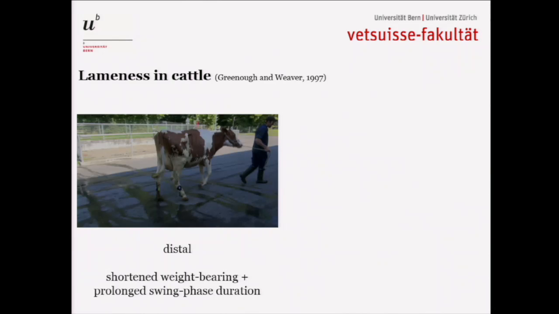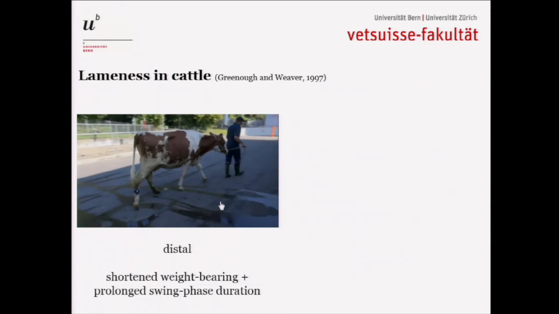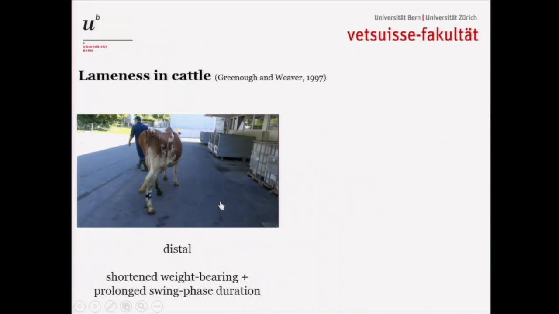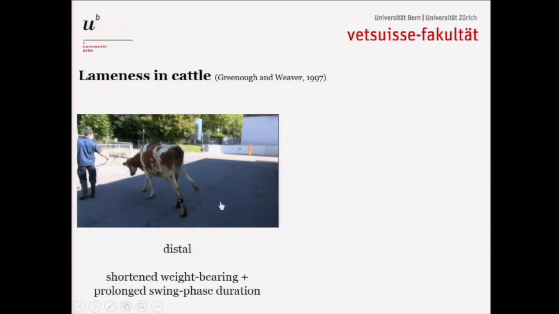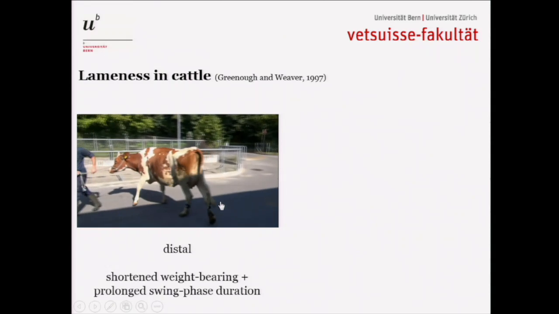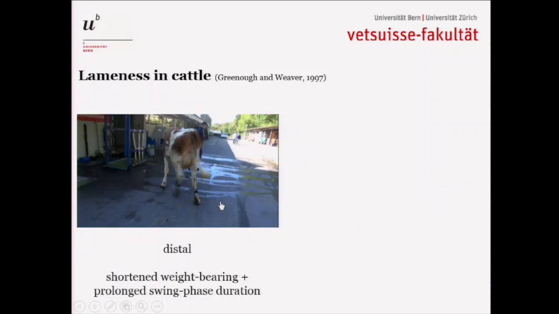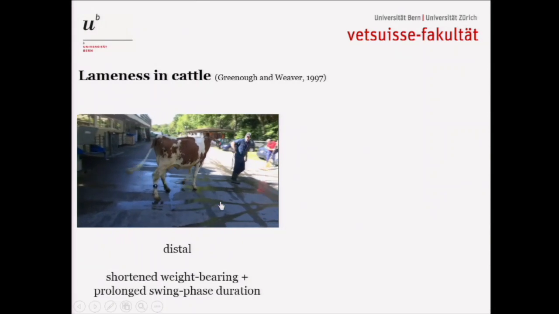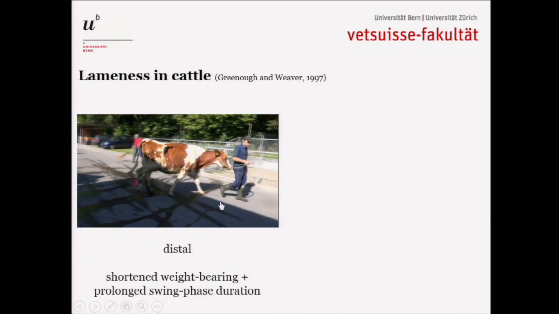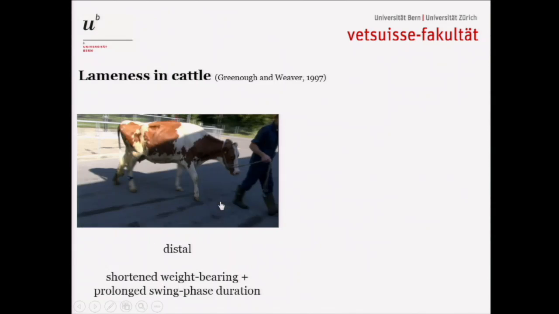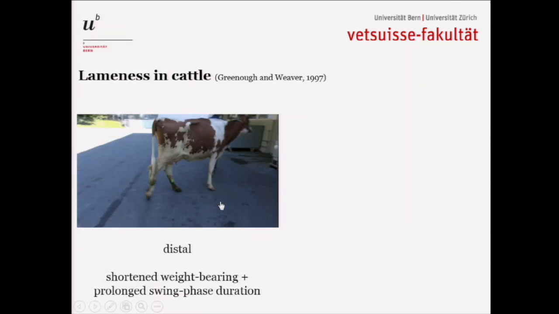If we have a look at the paper from Ginoff and Weir, we can categorize lameness in cattle into two main categories. The first one is distal lameness, and I'll show you an example for this case. Mainly in distal lameness, the pathology is located in the digit area, and typically, as we see in this video, the lame cow has a short time of weight bearing on the affected limb compared to the non-affected limb, and the swing phase of the affected limb is much longer compared to the healthy limb. These cows typically have distal lameness.